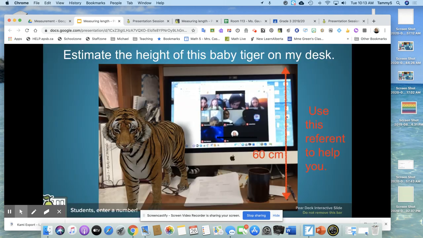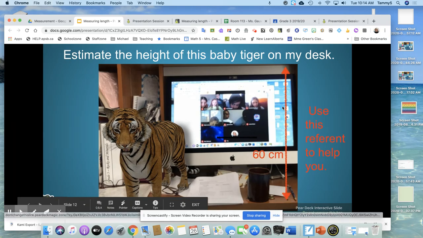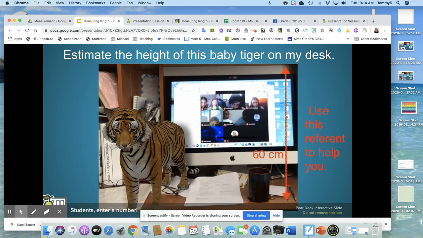Here we have an estimation question. We've done this one before, but I thought I would include it as a review. It says to estimate the height of this baby tiger on my desk. So I show you that I've measured the distance from my desktop to the top of my computer to be 60 centimeters. That's the reference that you're going to use to measure the height of this tiger.